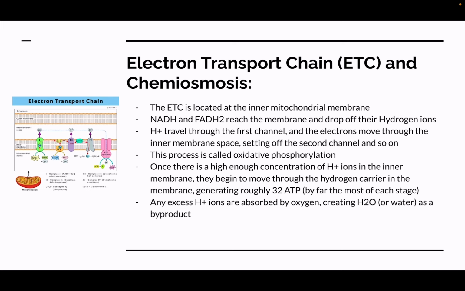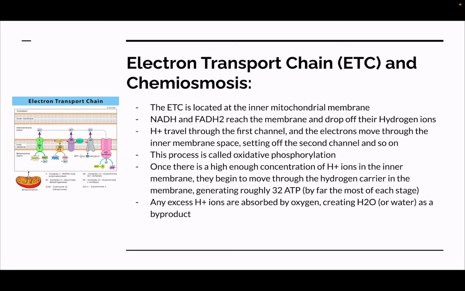and they are going to kind of drop off their hydrogen ions. So the hydrogen ions are going to move over to the other side of the inner membrane via passive transport, and the electrons are going to move in the inner membrane space, kind of between, in the middle of the membrane, and they're going to activate the other channels to allow more H+ ions to pass through. And this process is called oxidative phosphorylation.